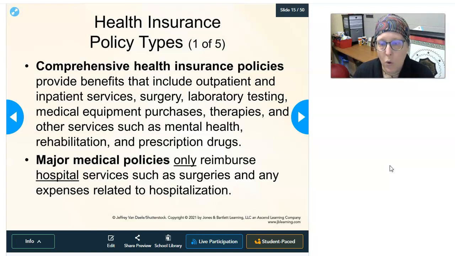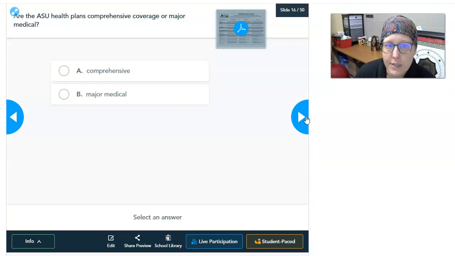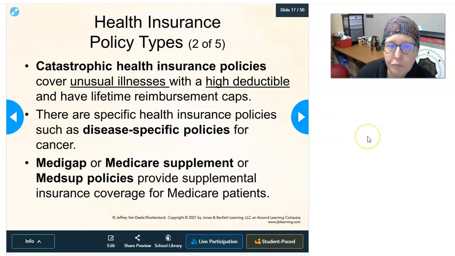Major medical policies only reimburse hospital services such as surgeries and any expenses related to hospitalization. So with a major medical, they're always cheaper than a comprehensive health insurance policy. Basically, if you need to go see the doctor, the cost is going to be on you. To go to the clinic, any kind of checkup, you have to pay for it. But if you get a major thing, so hospitalization, then you're covered under your major medical policy. Okay, so again, if you click on the ASU health plans, you can think comprehensive or major medical, and you can click on the file and analyze that again.